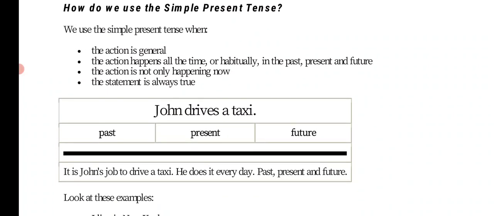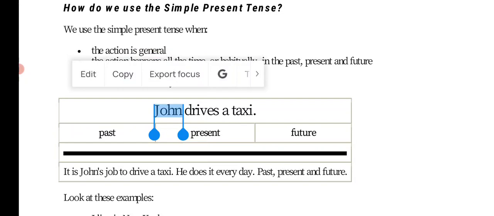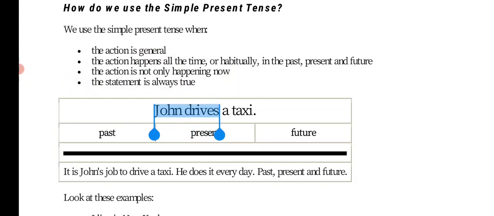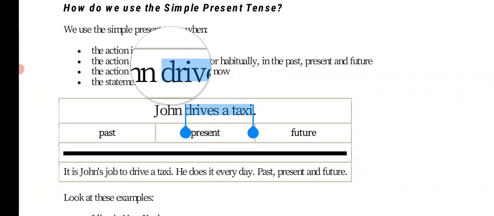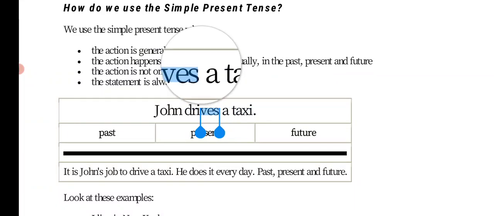So let's take John drives a taxi. What is John? John is the subject. Drives is the main verb. A taxi is the object. And you know what the es is here?